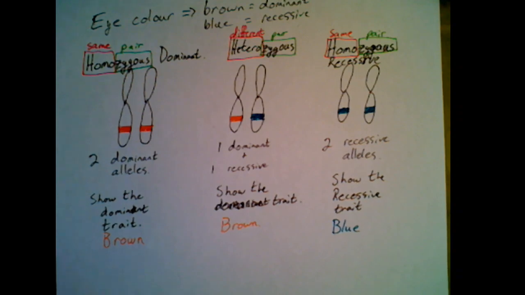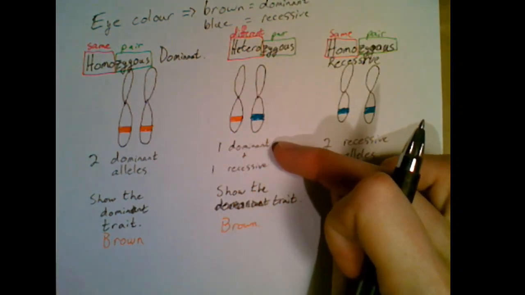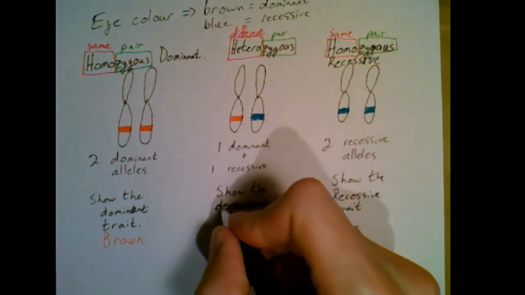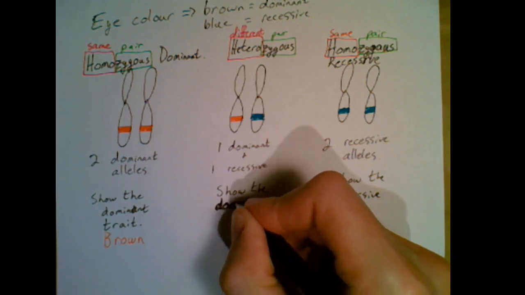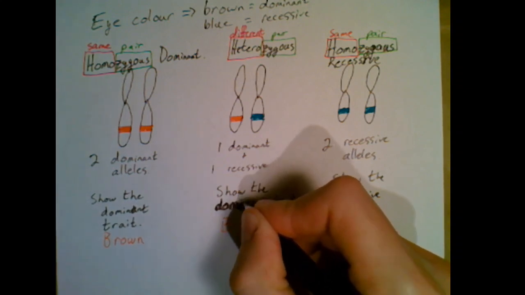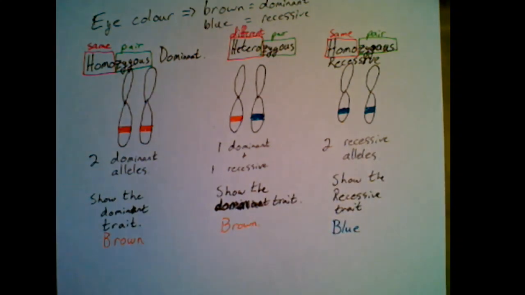Okay, so when you are heterozygous, because you have a dominant allele, you show the dominant trait. This is just a mess. I'm sure writing over top of it more made it better.